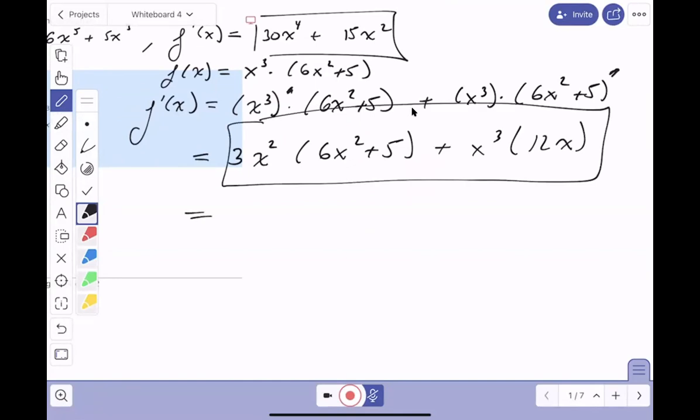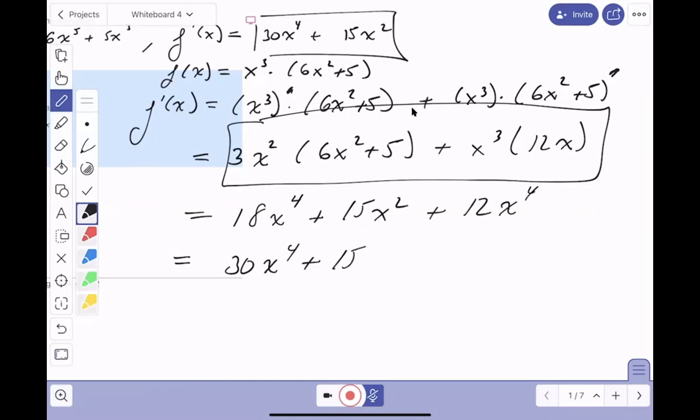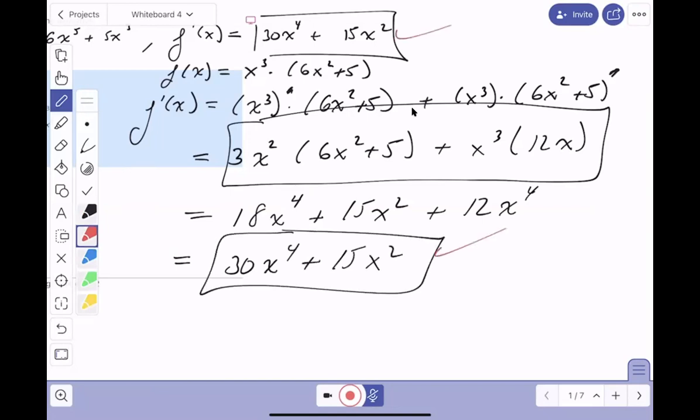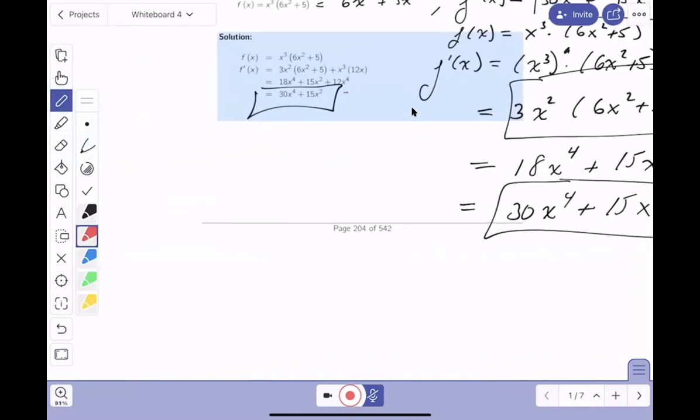What do you get? Well, you get 18x^4 plus 15x squared plus 12x^4. Combine like terms together, what do you get? 30x^4 plus 15x squared. All answers are the same, as expected. All right. Let's go to the next question.